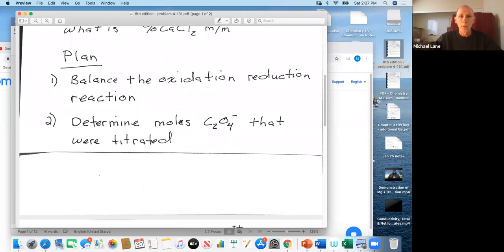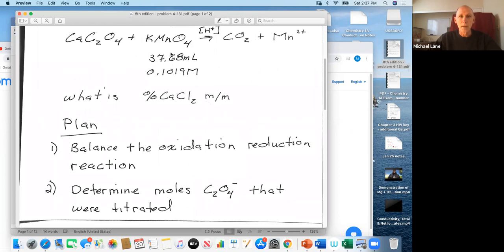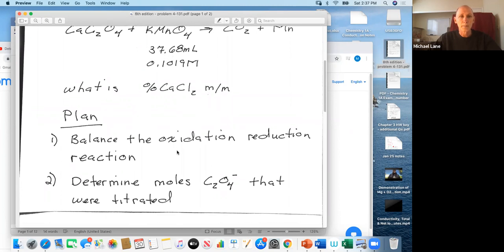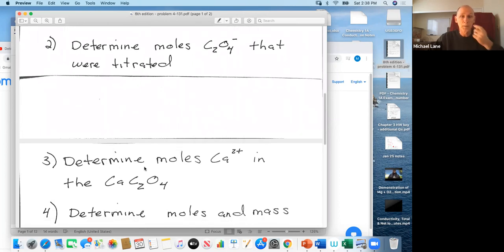And then after that, I'm going to determine the moles of oxalate. Oops, pardon me, that should be a 2- right here where my cursor is at. Shame on me. I'm going to determine the moles of oxalate that were titrated in the oxidation reduction reaction using the balanced equation and this information on concentration and volume. And then I'm going to determine the moles of calcium 2+ that were in the calcium oxalate.